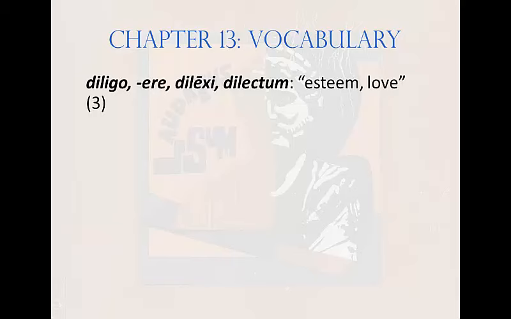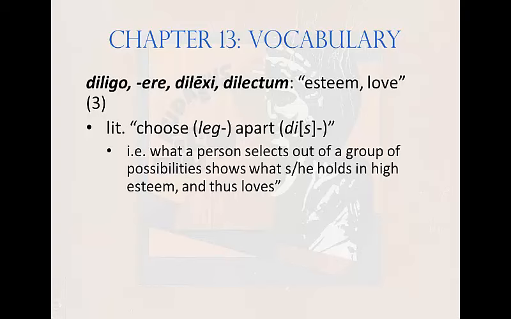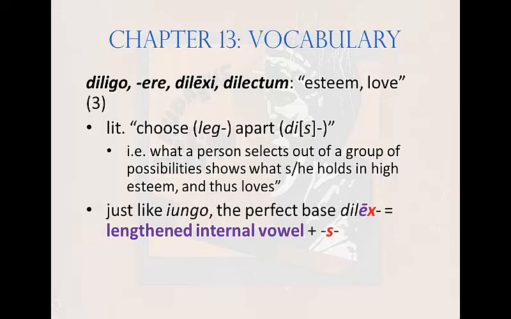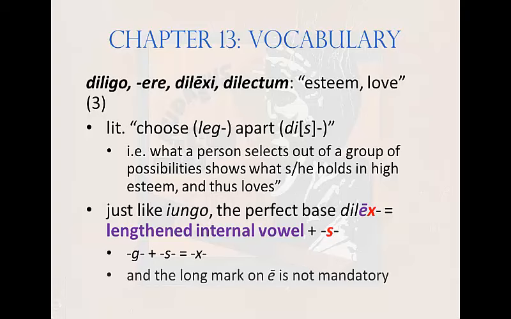The final vocabulary item on this list is deligo, deligere, dilexi, dilectum. It means esteem or love, and it's a third conjugation verb. It means literally choose, leg, apart, dis. In other words, it signifies that a person has chosen someone or something out of a group and thus holds it in high esteem, that is, cherishes or loves it. Just as with jungo, junxi, the perfect base dilex has both an internal vowel that's been lengthened and S has been added onto the end of the present base. Again, G plus S is spelled with an X, and again, the macron on the long E is not a mandatory long mark.